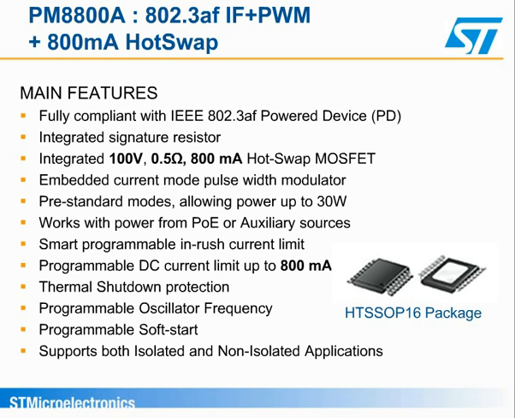With the PM8800A, it is possible to set the priority of the auxiliary sources with respect to the PoE. Programmable inrush and DC current limits are available with the PM8800A. The device also features thermal shutdown and overcurrent protection, while the integrated PWM controller features programmable switching frequency and programmable soft start. The PM8800A supports both isolated and non-isolated configurations. In the isolated one, it can be configured in flyback or forward topologies with synchronous or diode rectification.